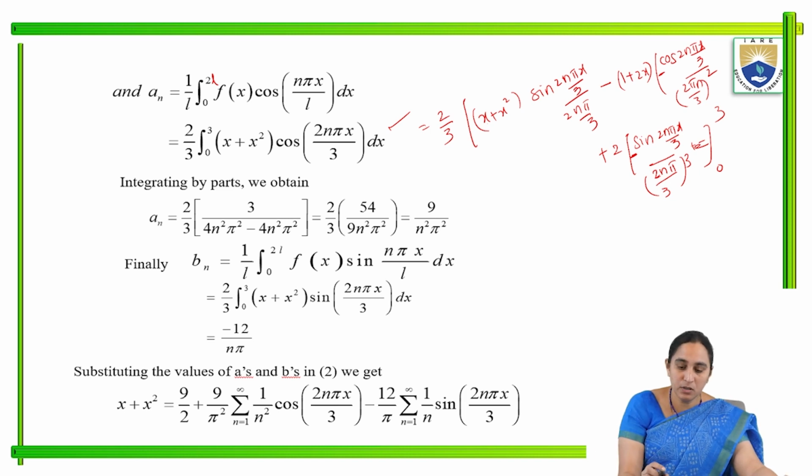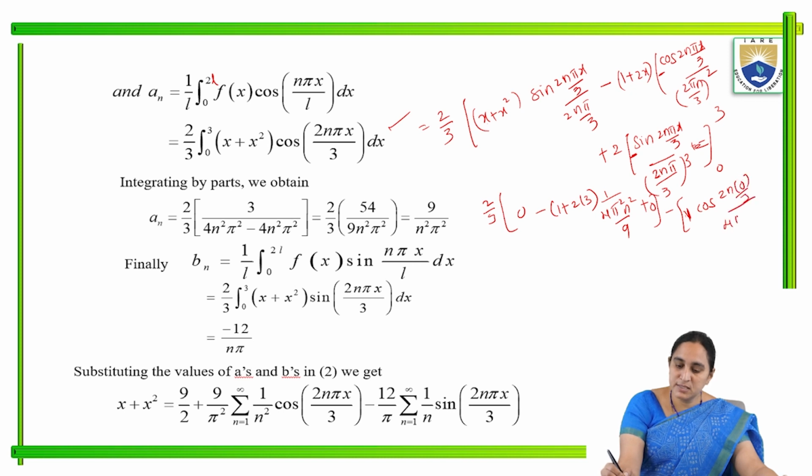Observe, here we substitute 2 by 3 into this, once again I'll repeat this. Here this is 0 and this is 0, and cos 2n pi value is 1, that is minus 1 plus 2 into 3, 1 by 4 pi square n square by 9, and the sine is 0, minus of again 1 plus 1 into cos 2n of 0, that is cos 0 value, by 3 by 4 pi square n square by 9, cos 0 value 1.